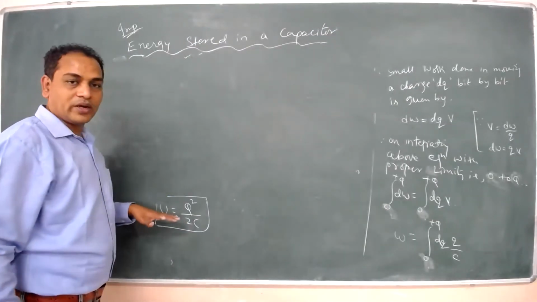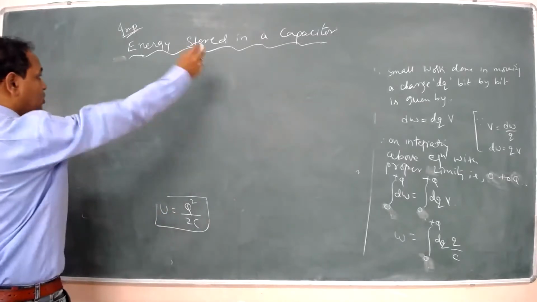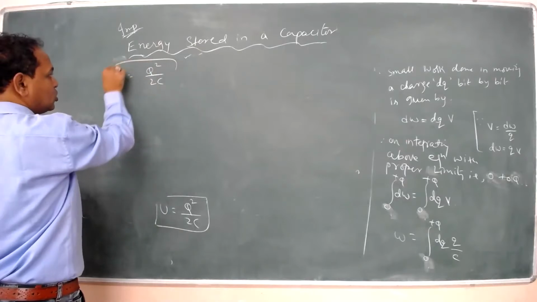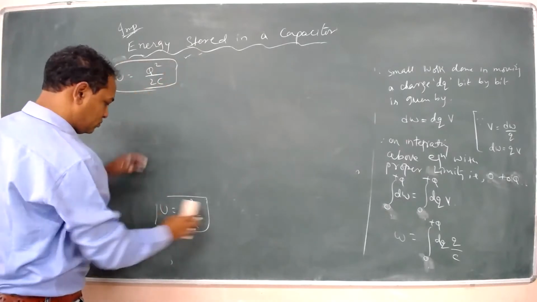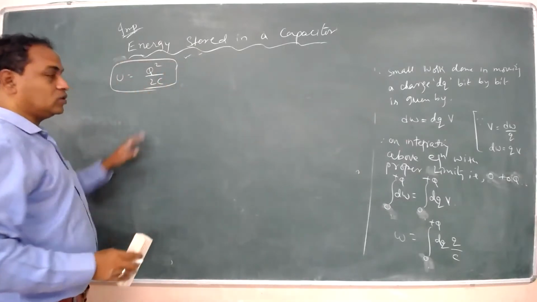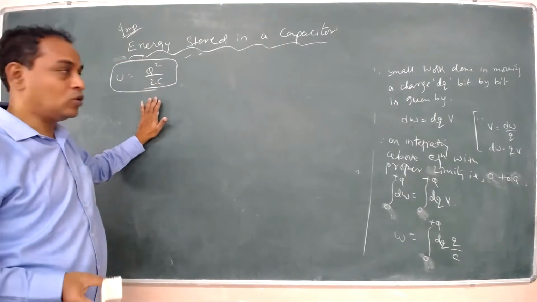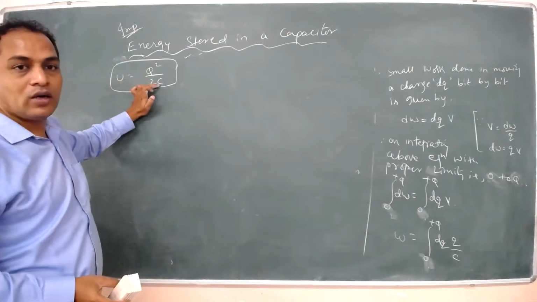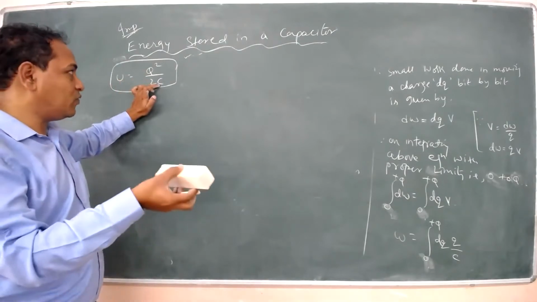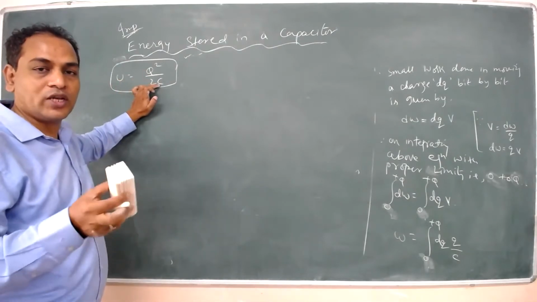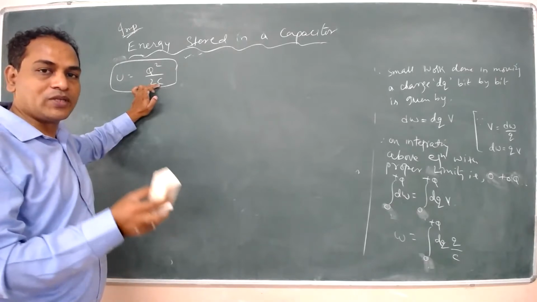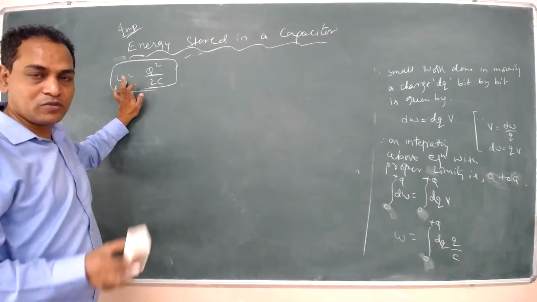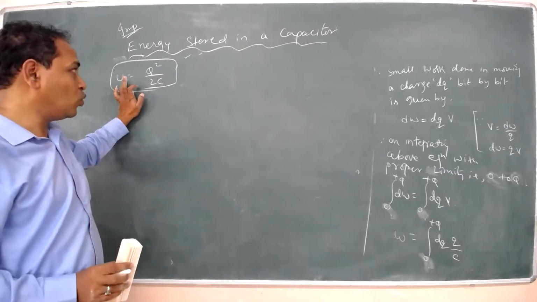Now, this can be written in different forms also. As we know, U is equal to Q square by 2C. This is the formula we have derived just now. So this energy can be written in terms of different values, like charge and capacitor, or voltage and capacitor, in terms of potential and capacitor also.